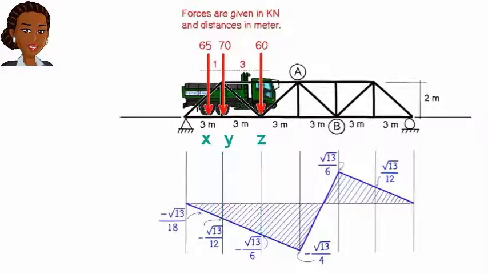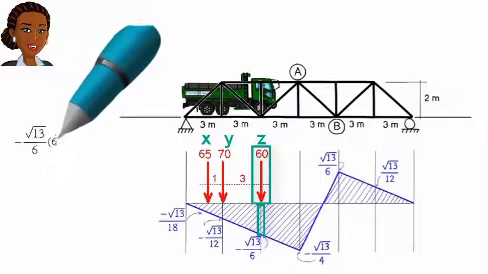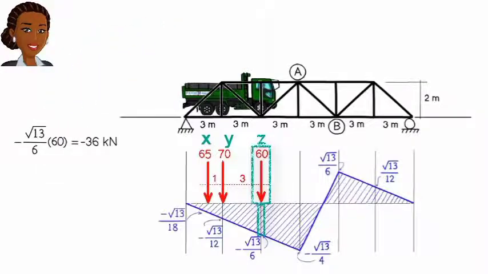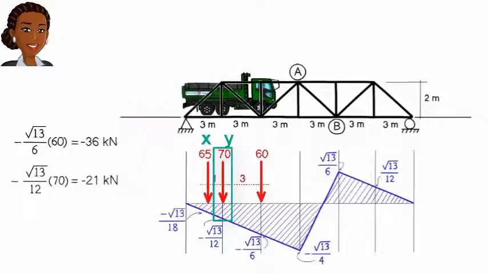But what if, instead of a unit load, we place a load of 60 kilonewtons at Z? What would be the resulting axial force in AB? We can determine the resulting force by multiplying 60 by negative square root of 13 over 6. This gives us negative 36 kilonewtons. And what would be the resulting axial force if we placed a load of 70 kilonewtons at Y? It would be negative 21 kilonewtons.